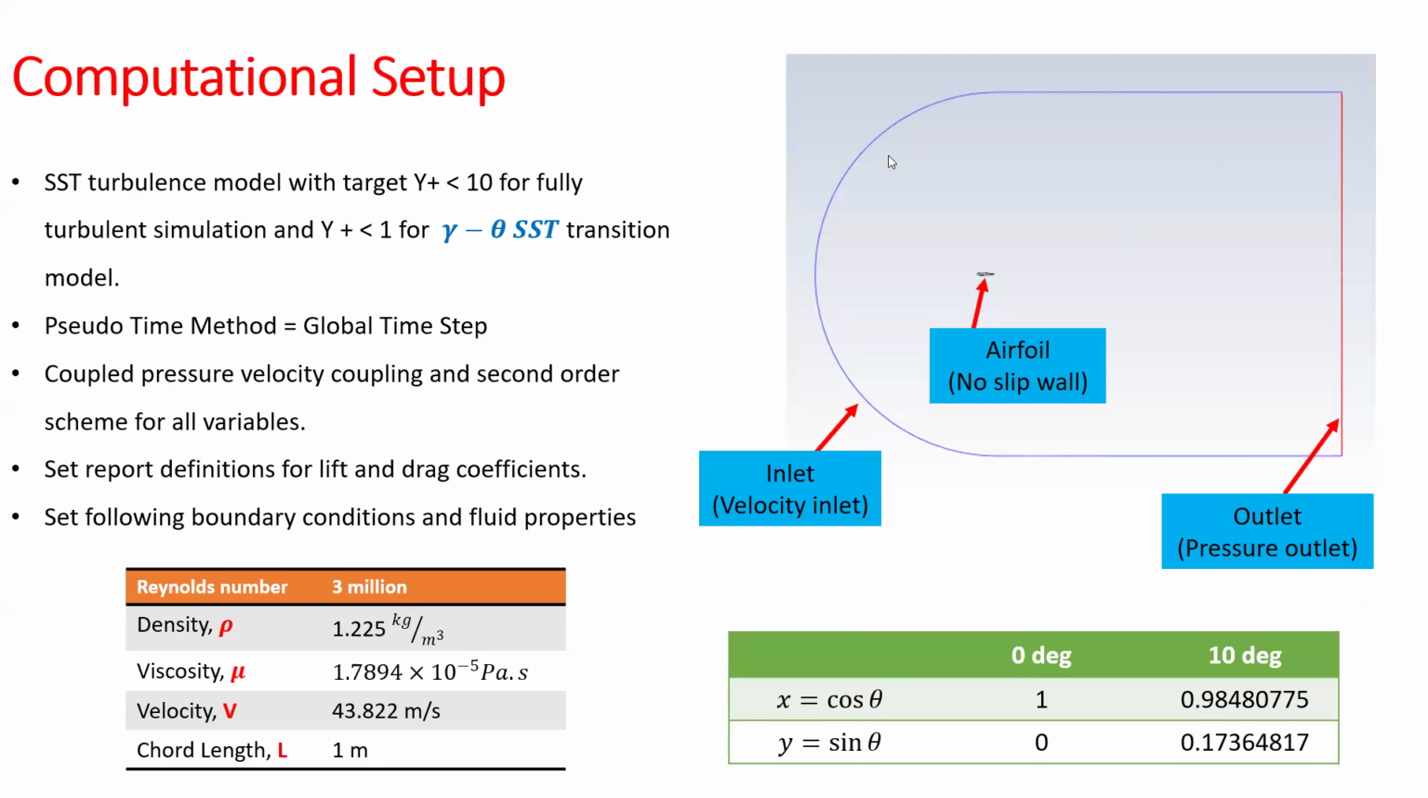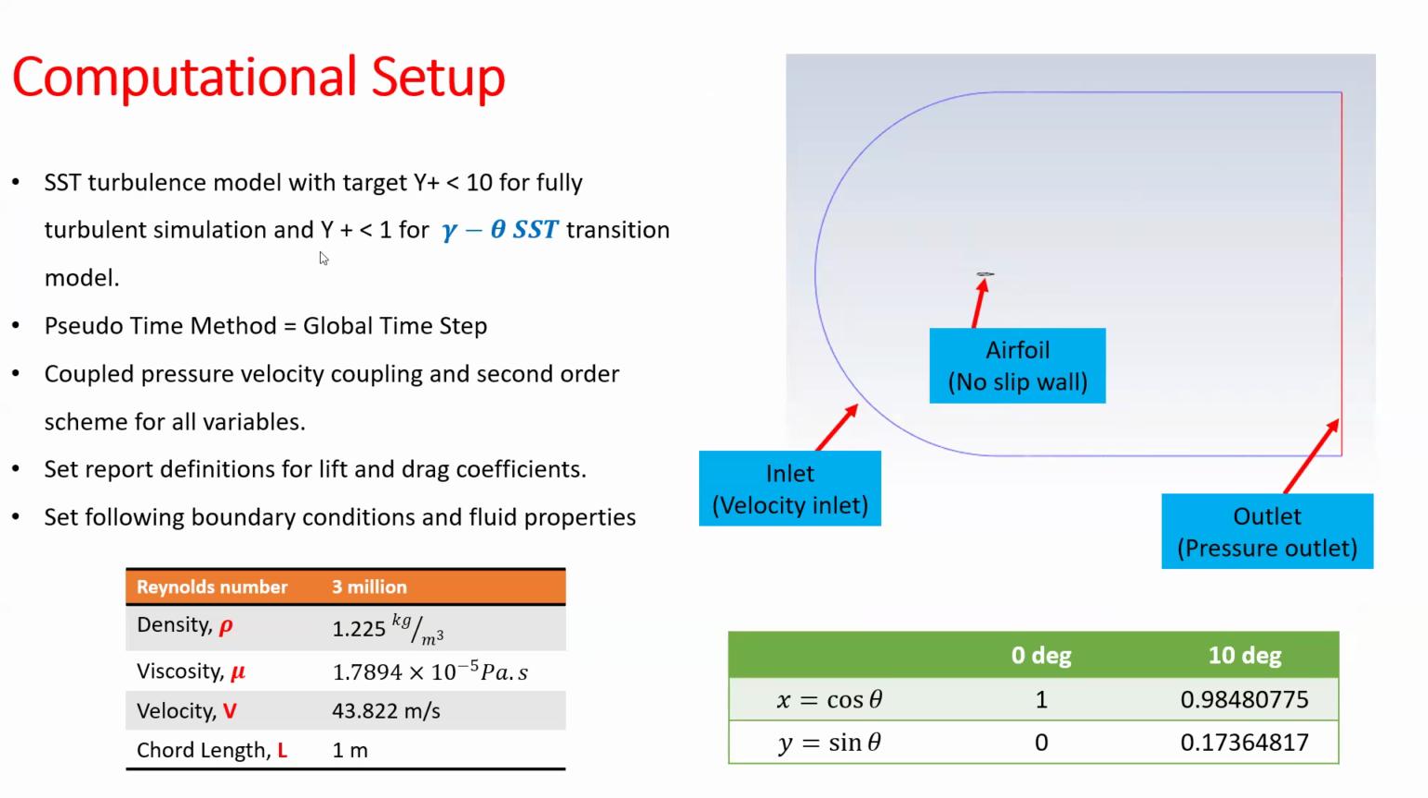This is the computational setup. These are the boundary conditions we are specifying on the domain, and on the aerofoil surface a no slip wall condition. And these are the methods we are going to select in the Fluent software. I will discuss them also.